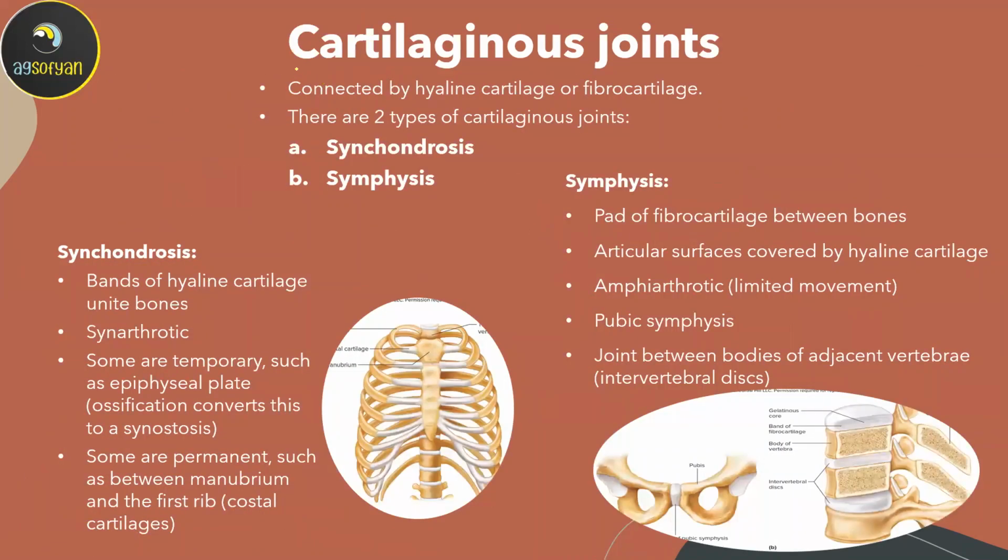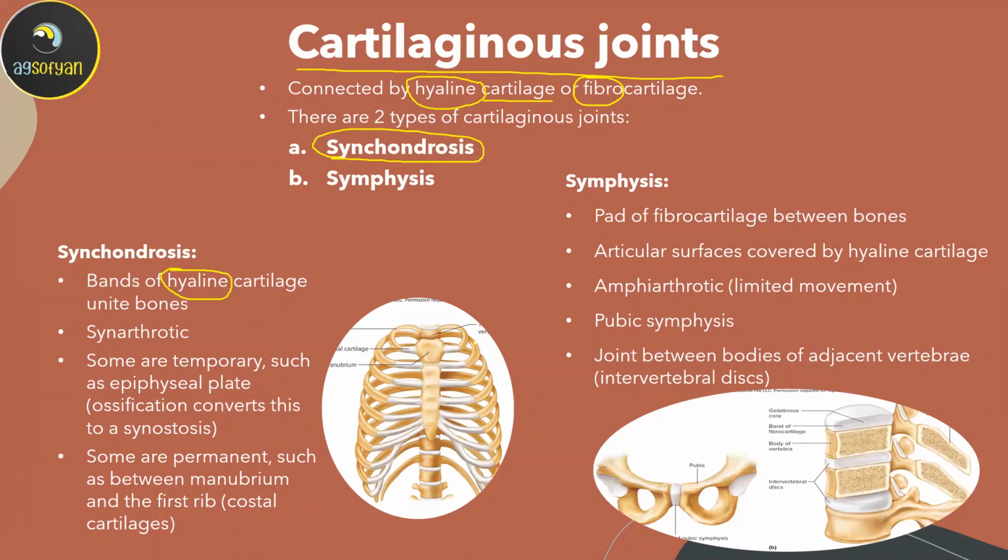Now the second type of joint based on structure is called the cartilaginous joint. Again, this is a joint made with cartilage. There are two types of cartilage that connect the two bones, hyaline cartilage or fibrocartilage. Therefore, based on the type of cartilage, there are two types of cartilaginous joint. The first one is called the synchondrosis, which is made of hyaline cartilage. So the bones are connected with hyaline cartilage.